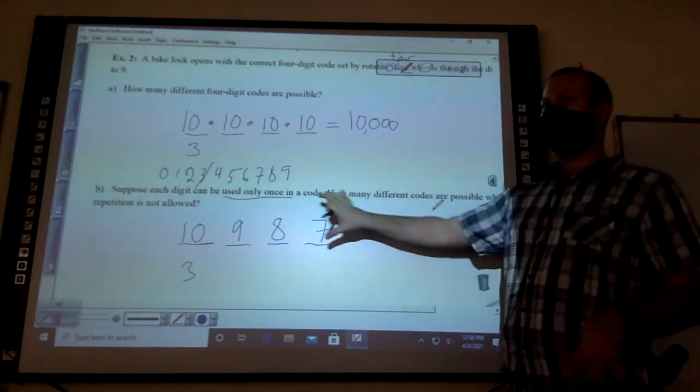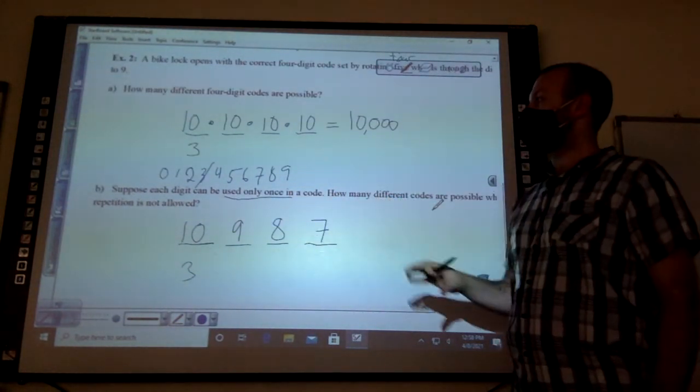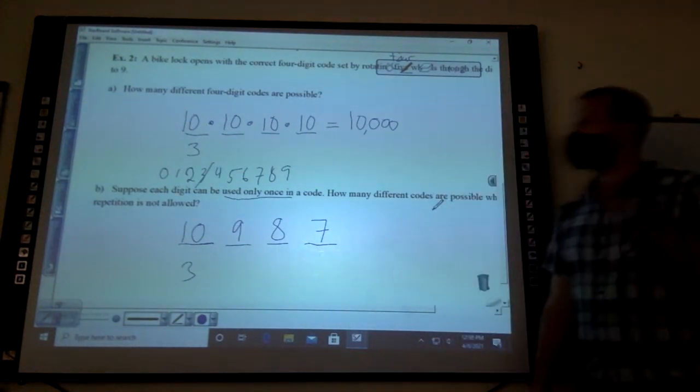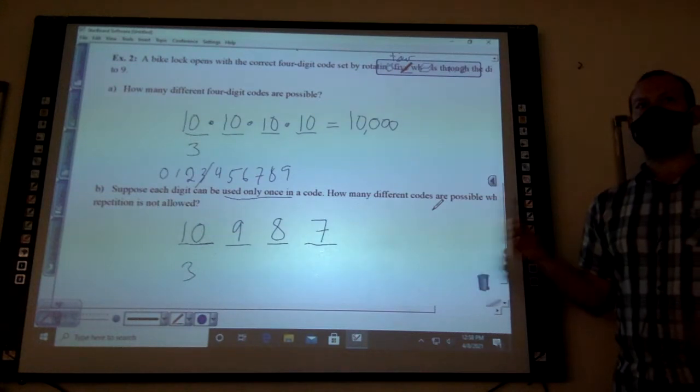So this is something that we call a restriction. You place a restriction saying, I cannot use something again. Any other questions with that?